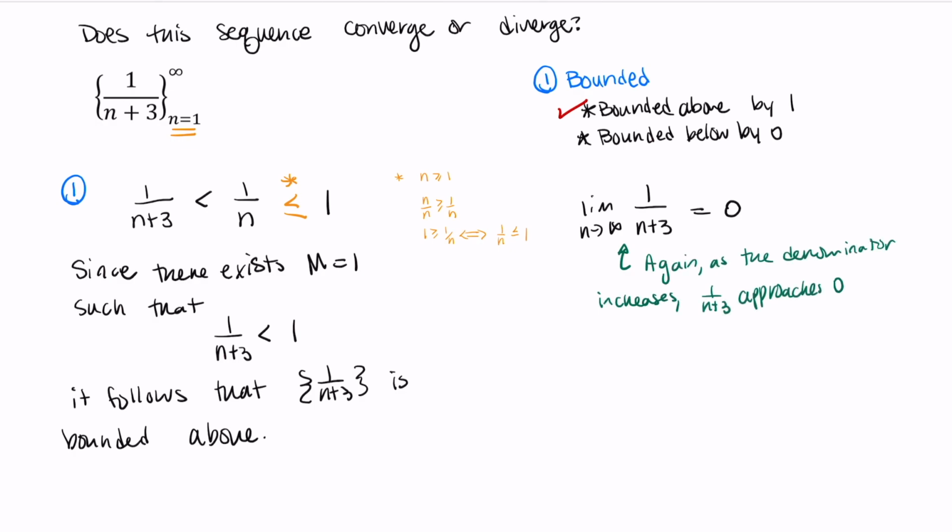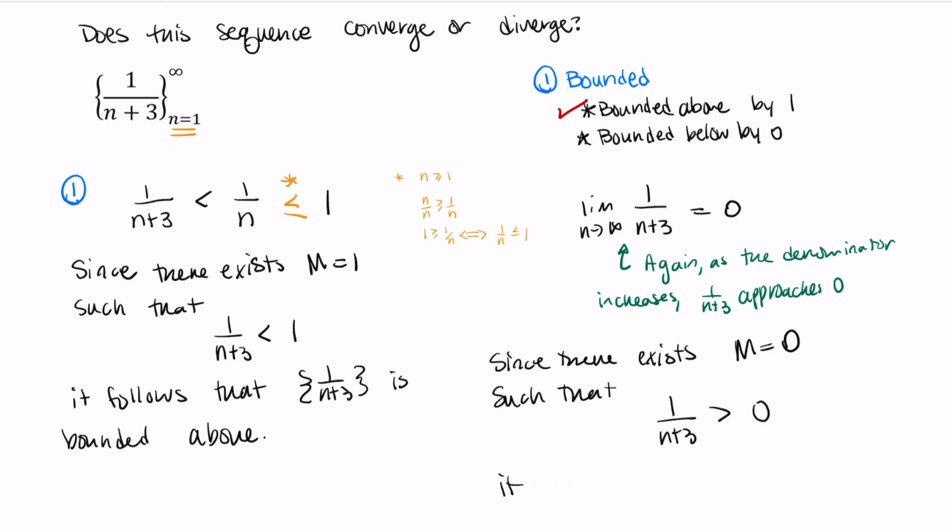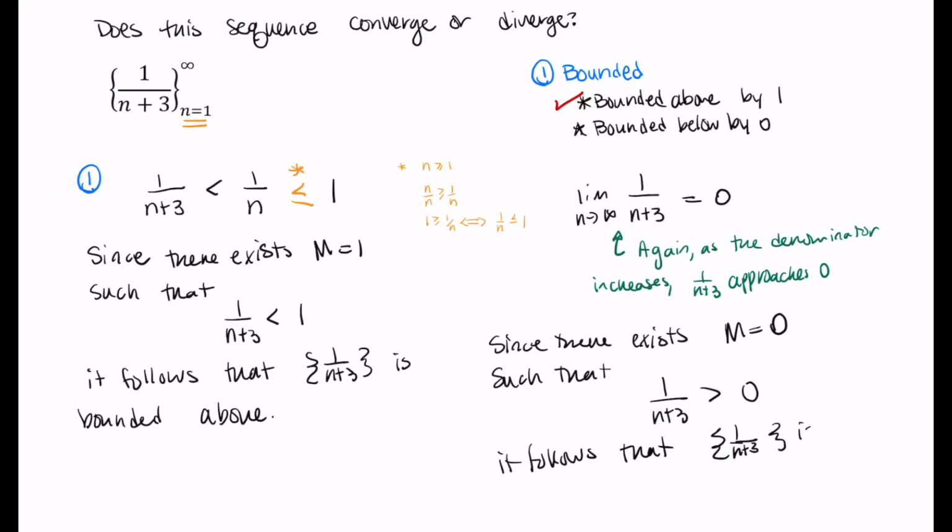Okay, so let's write out our conclusion. Since there exists M, in this case equal to 0, such that 1 over n plus 3 is always larger than 0, it follows that this sequence is bounded below. All right, so we've shown it's bounded below, so our sequence is bounded.